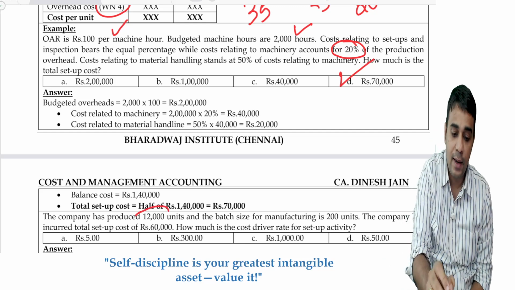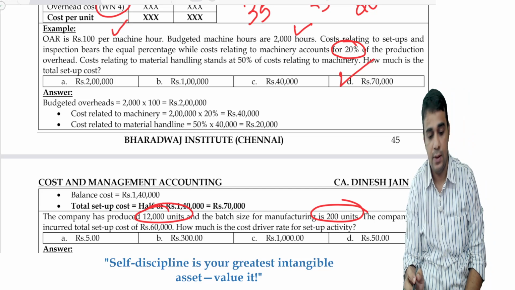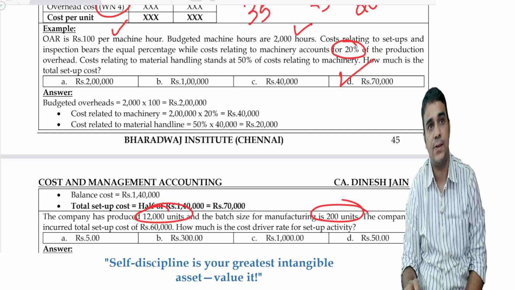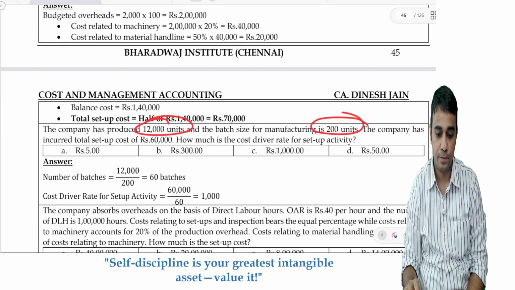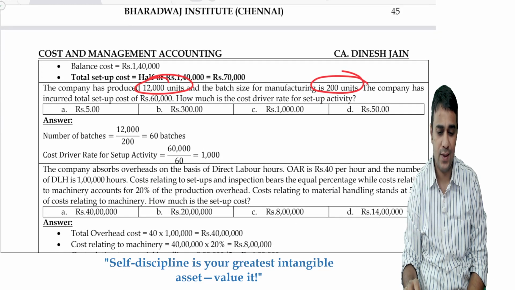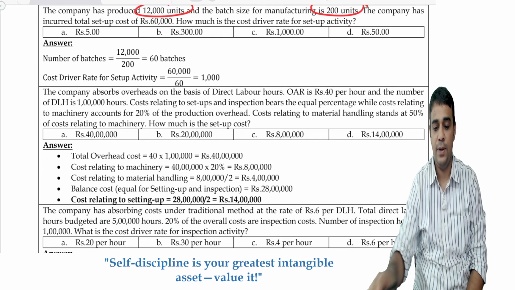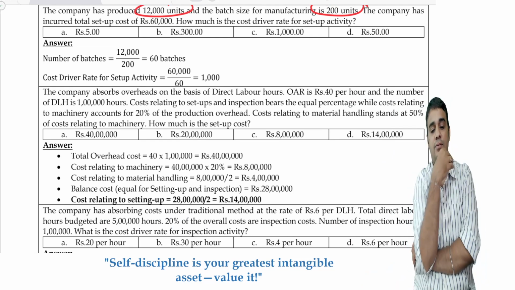First, I have to calculate the number of batches. 12,000 by 200 is the number of batches. 60,000 by 60 is the CDR, 60,000 divided by 60. Okay, I think this got repeated. The same example got repeated. Give me the answer to this. This is also simpler only.